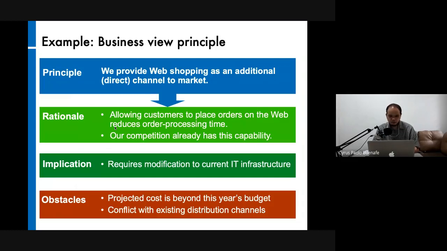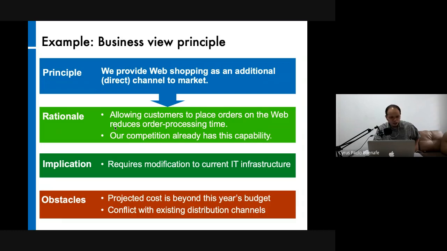So here's an example of a business view principle, but we add the other attributes. So at the business view, here's your principle. We provide web shopping as an additional direct channel to market. Okay, that seems like a good principle. It answers the question on how we can achieve a goal at the business level. Okay, we provide web shopping. That's clear enough. So what are the attributes?